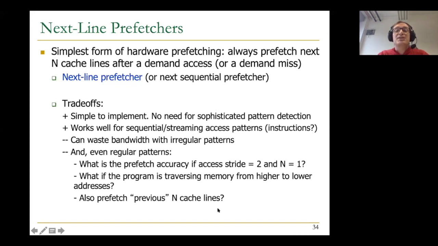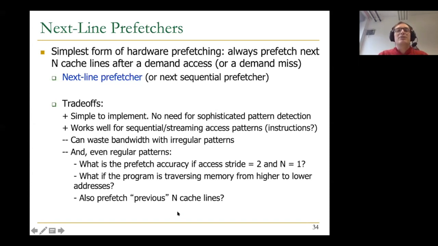What if the program is traversing memory from higher to lower addresses? Why do plus? Why not do minus, for example? You access address A, and then A minus 1, A minus 2, A minus 3, A minus 4. So do you also prefetch the previous N cache lines? Well, now it becomes wasteful for sure, right? Because you may not be going both ways in your array, or whatever data structure that you're traversing at that point in time. So this becomes a bit unwieldy.